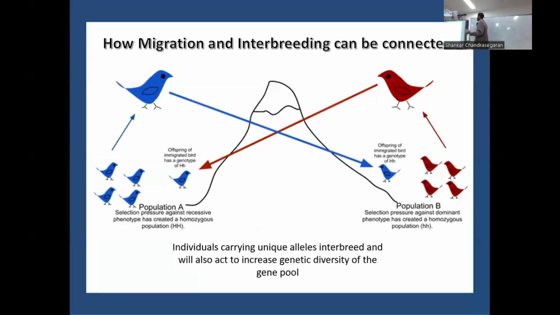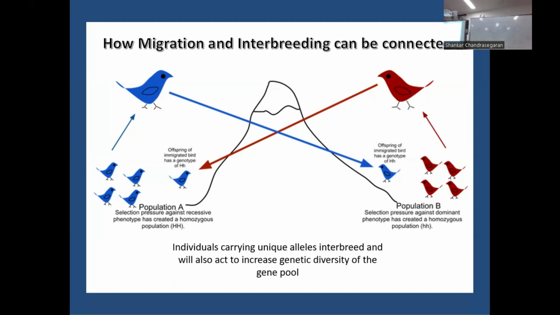So how is it that migration and interbreeding can be connected? Basically, we have two examples here. Both are emigrating from their population into the other population. The red one is moving in here, the blue one is moving in there. Once they've moved into their respective different populations, they are going to be breeding with those specific populations. So that's what you refer to as interbreeding.